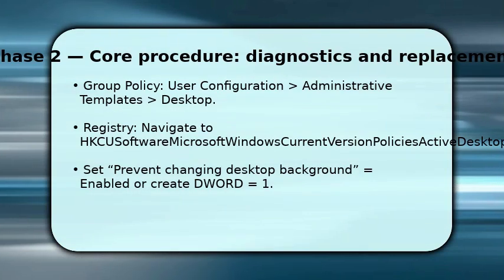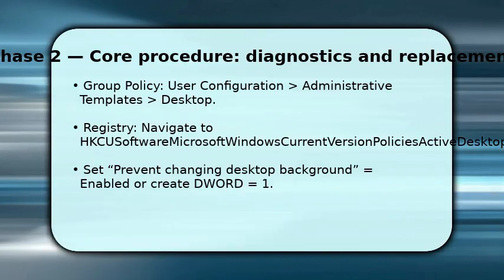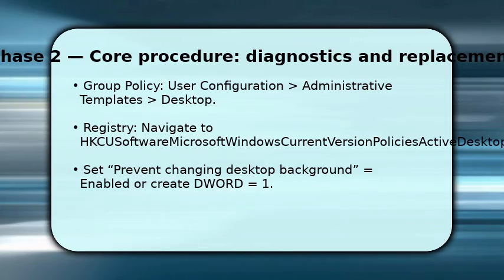Now apply the restriction. In Group Policy, go to User Configuration, Administrative Templates, Control Panel, Personalization, then enable Prevent Changing Desktop Background. Once enabled, it blocks the interface options.